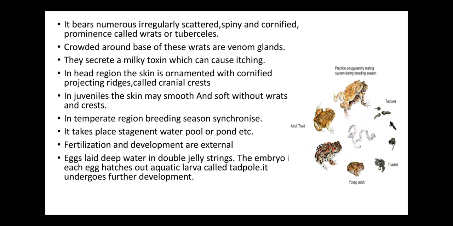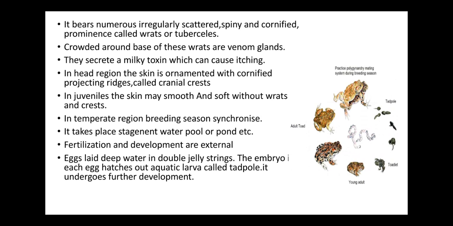In temperate regions, the breeding season is synchronized and it takes place in stagnant water pools or ponds, and in shallow side pools or slow flowing streams. Fertilization and development are external. Eggs are laid in deep water in double jelly strings. These egg strings get entangled in the submerged vegetation.